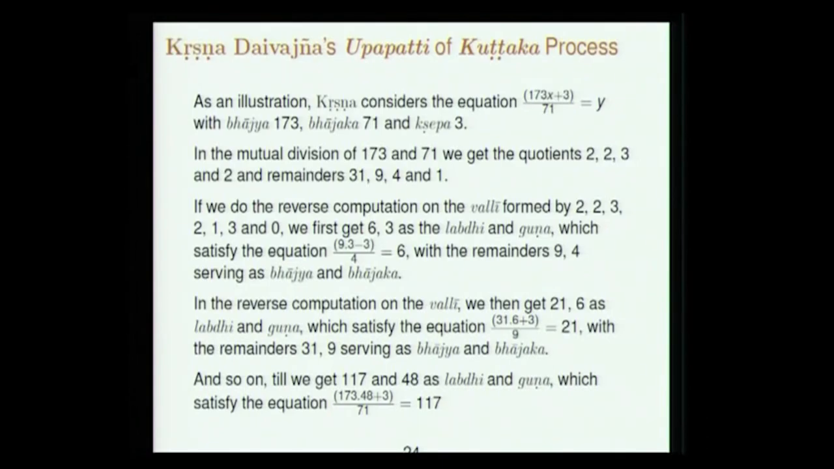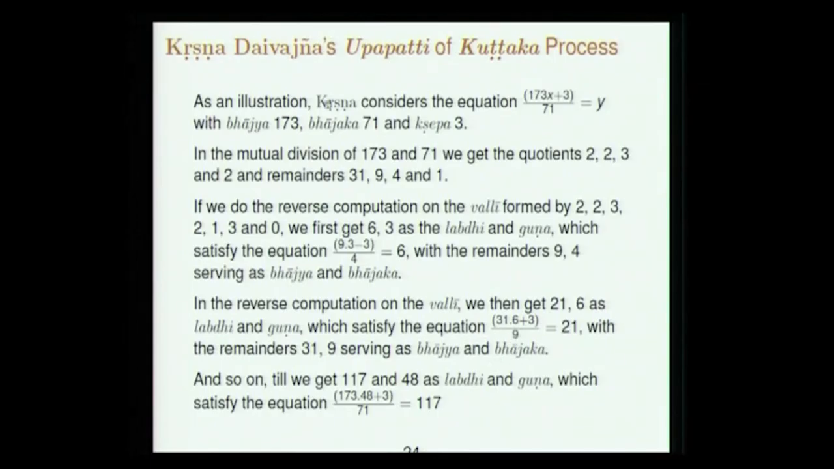So, when we do the reverse operation with the valli, 2, 2, 3, 2, 1 followed by the kshepa, which is 3, and put a 0 below that, right, in the end. So, Krishna shows that in the first level you get 6 and 3 as the labdhi and guna in the valli when you clear the valli, and they will satisfy the equation (9 × 3 − 3)/4 = 6. So, the quantities involved here, 9 and 4, are essentially the two remainders which appear here.